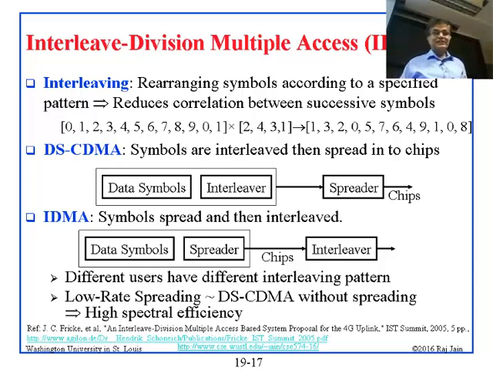What does a spreader do? It takes 1 bit and makes multiple chips out of it. A spreader spreads in time or frequency, whatever. So this is already spread, whatever is inside this box. What is coming out? The interleaver simply takes the chips. So these are actually the chips, if you want to call them that.